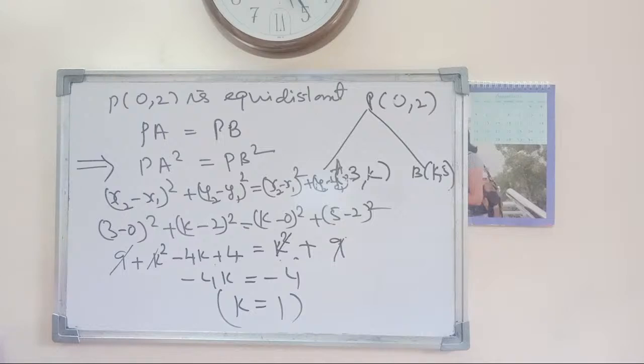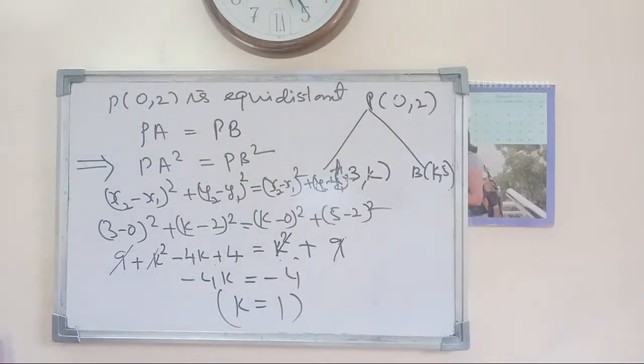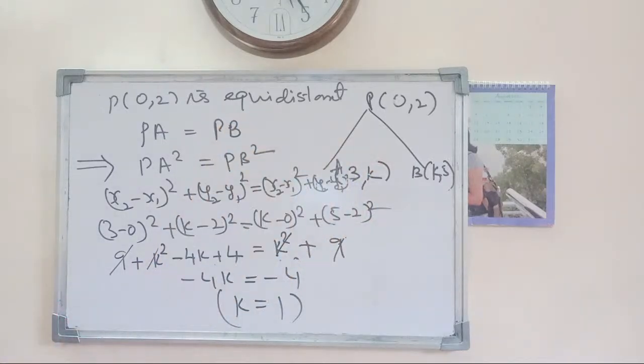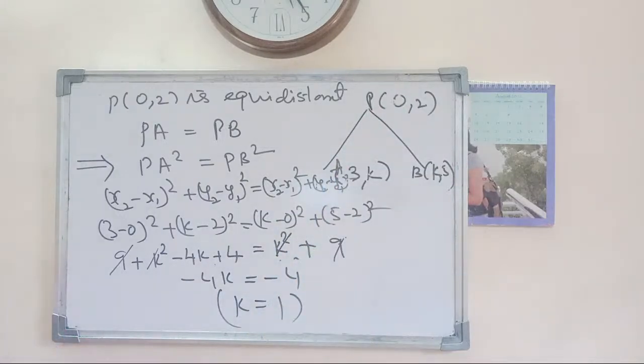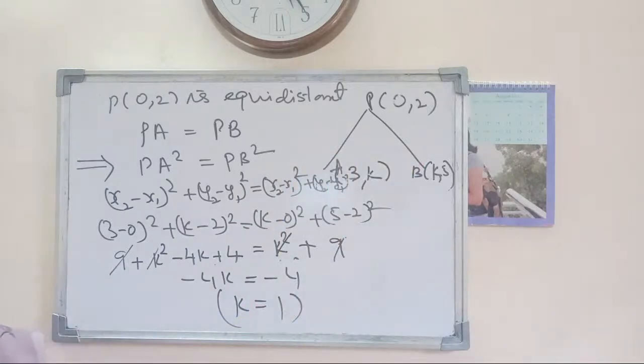Since the condition here is that the points are equidistant, PA equals PB. Suppose the point is on the x-axis, you have a different condition. Point on the y-axis, you have a different condition. Points are collinear, another condition. For all of them, the application is the distance formula only.